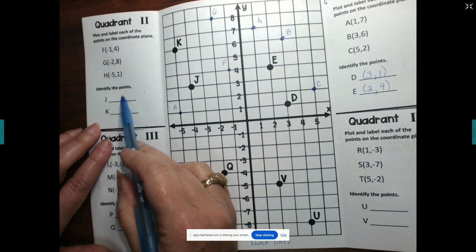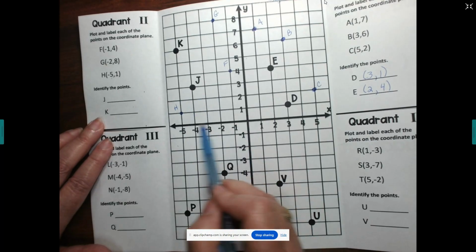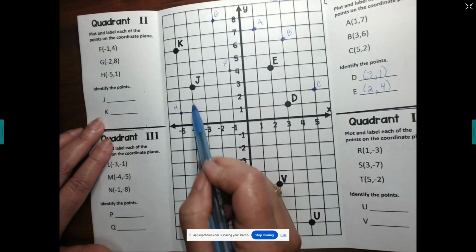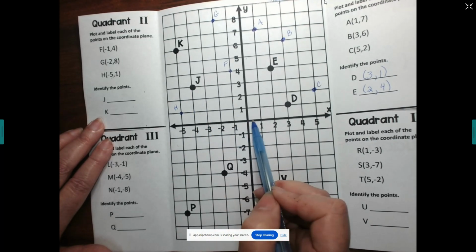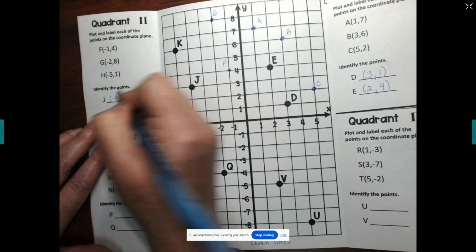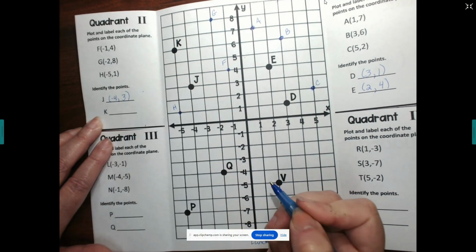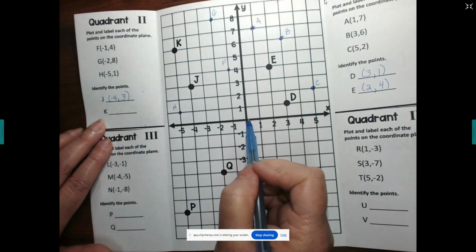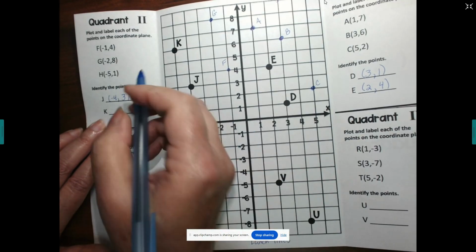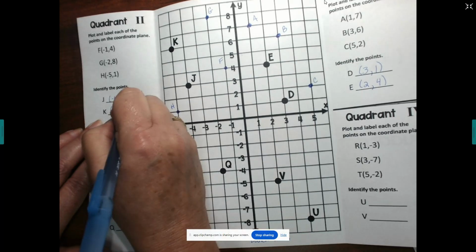Now they want us to identify the coordinates. So to get to point J, remember you have to go left and right first. You got to run before you jump. So I have to go to the -4, and then I have to go up to the 3. And for point K, I have to go to the left 5, and then up to the 6.